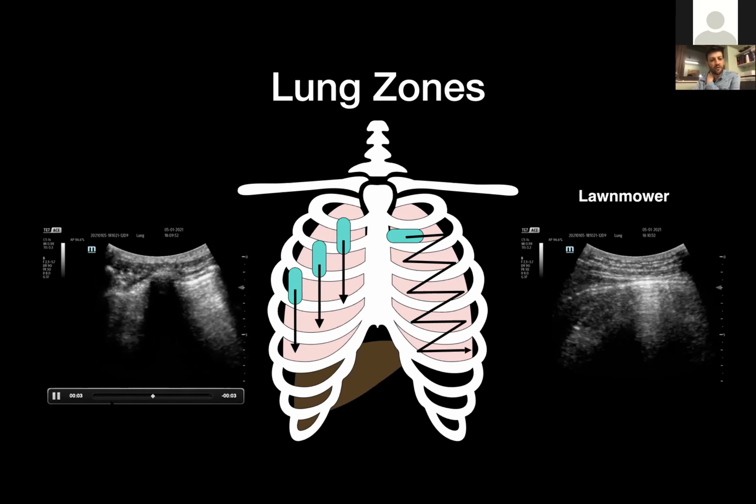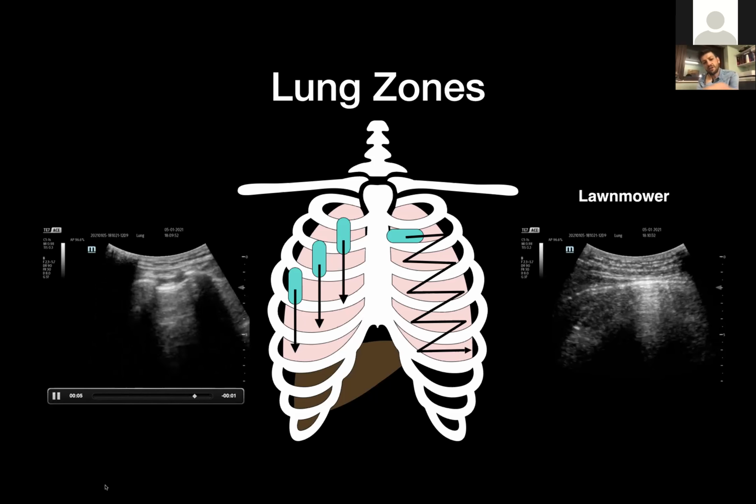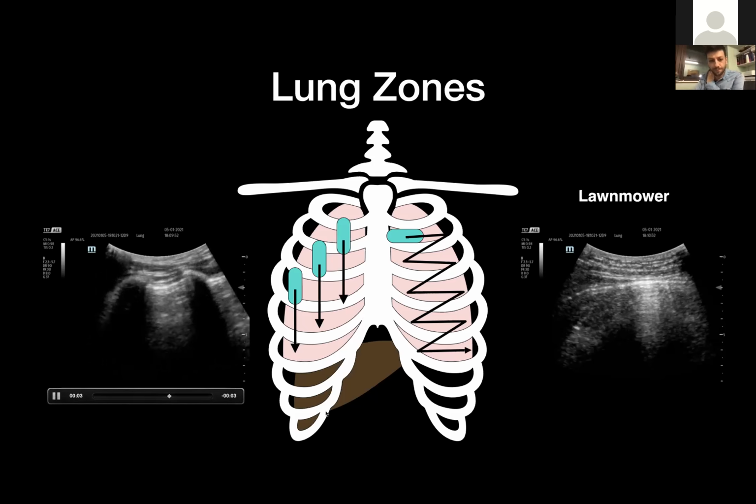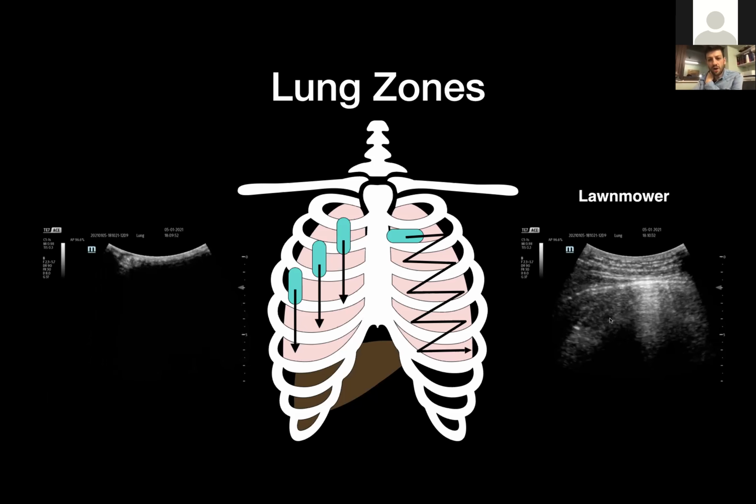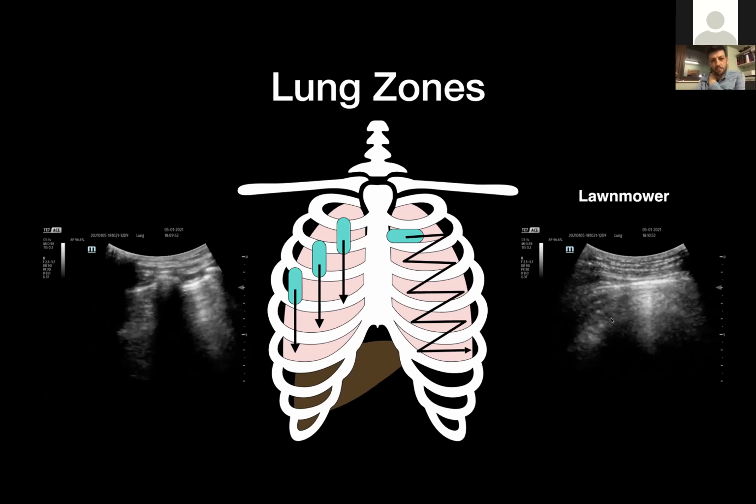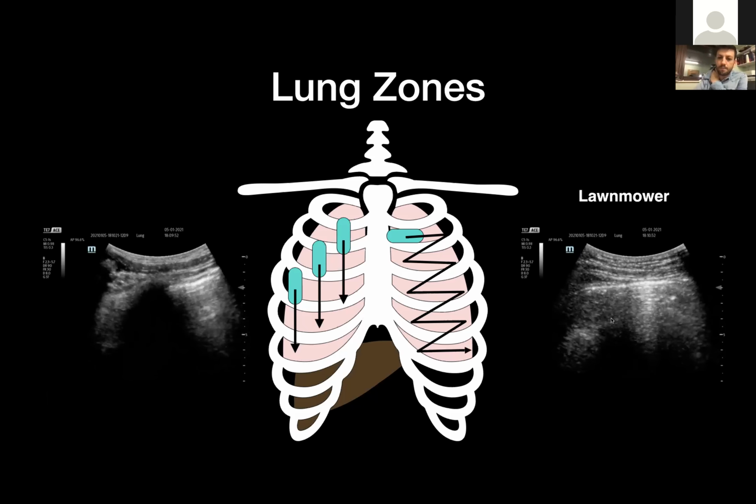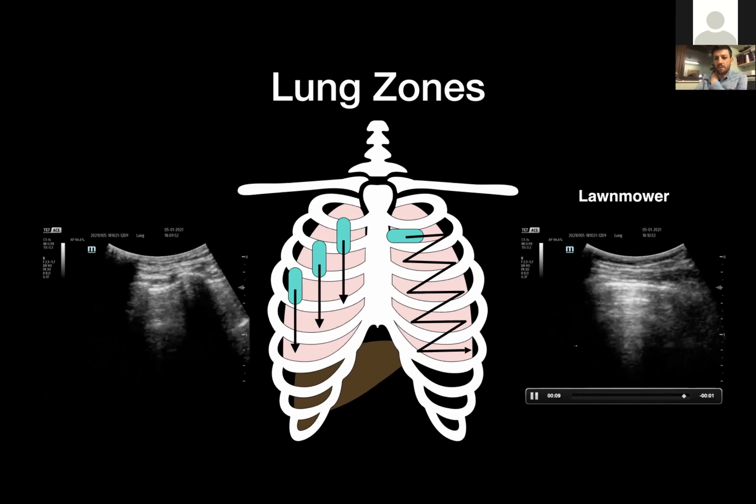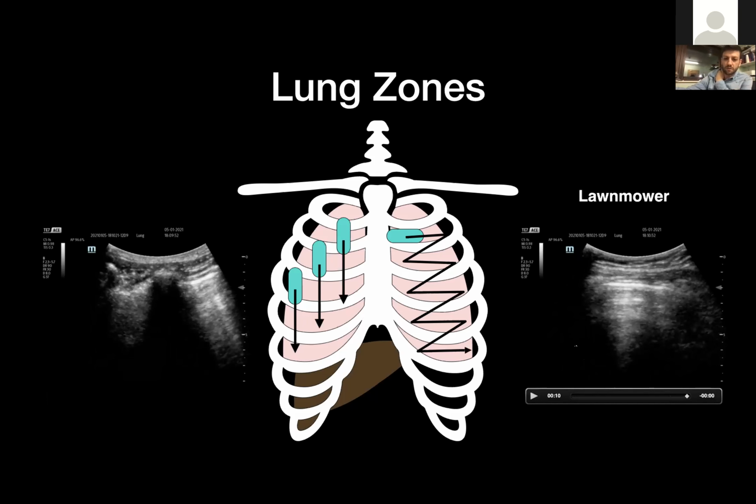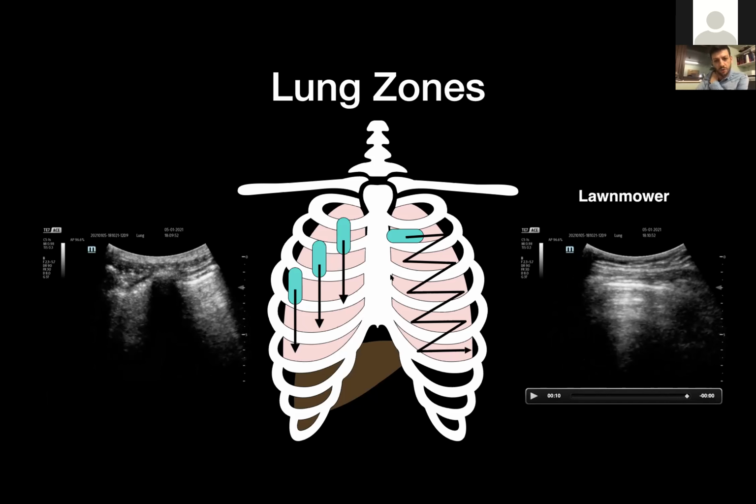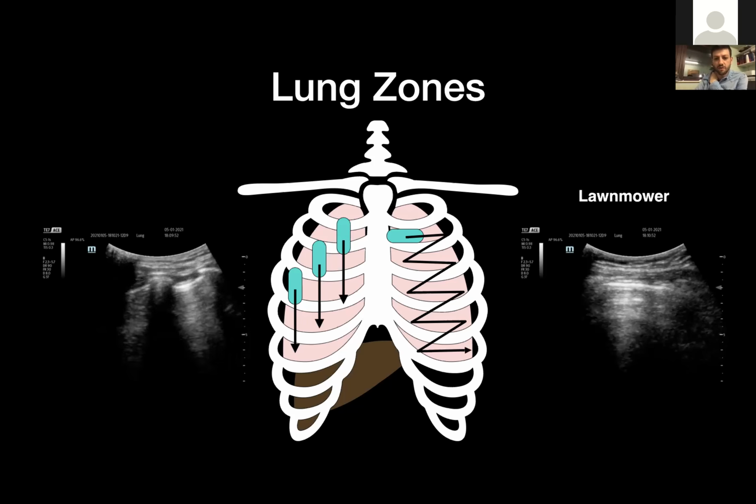This video here on the left will show you an image of me just going down rib spaces from head to foot. And then on the right here is the lawnmower technique. So this is probe parallel to the ribs in the pleural space. As you can see in that video, I'm just sliding across an intercostal space, coming down a space and sliding back across. The lawnmower technique is probably the most comprehensive, because you're scanning all the way through each rib space.